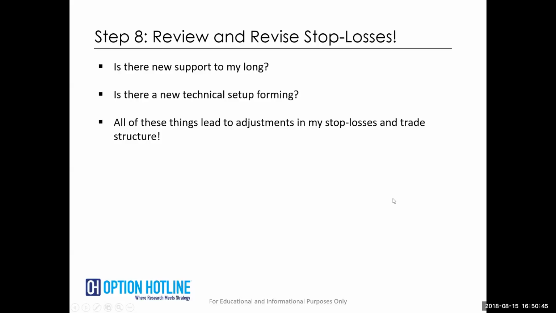So now I've got this trade on, and I need to review and revise my stop loss from here going forward. How do I revise my stop loss? I just watch for new technical setups. So I look for, is there new support to my long trade? Is there a new technical setup forming? Did my bull flag turn into an ascending triangle? If so, the risk reward profile of this trade looks a little bit different.